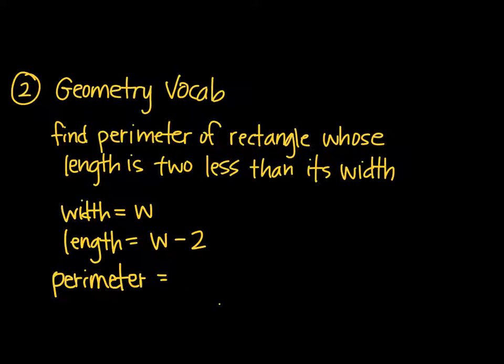And hopefully you remember that the perimeter of a rectangle is made up of what? How do you find the perimeter? All sides. So how many of the widths? 2 of the widths and 2 of the lengths. All right, and so we would have 2 of the widths, so width plus width, and then 2 of the lengths, so W minus 2 and W minus 2. And then you put all the like terms together. So you've got 4 sides added up.